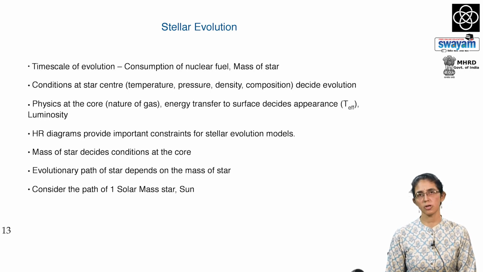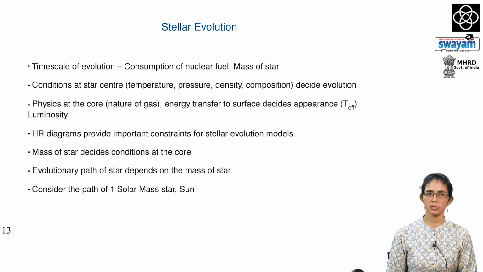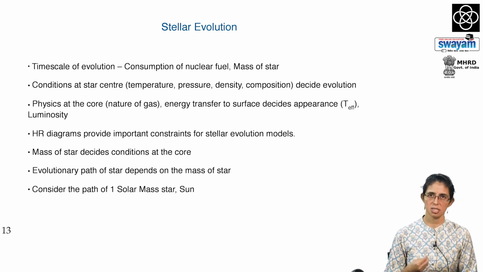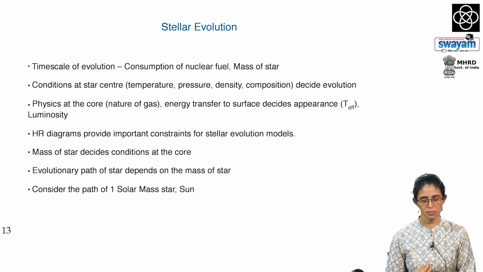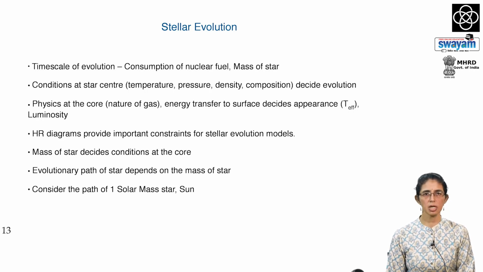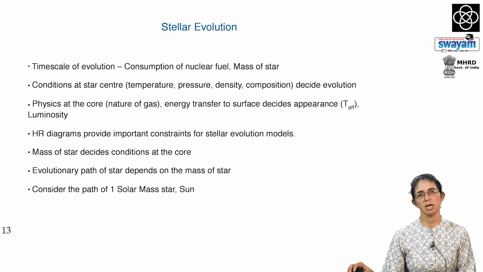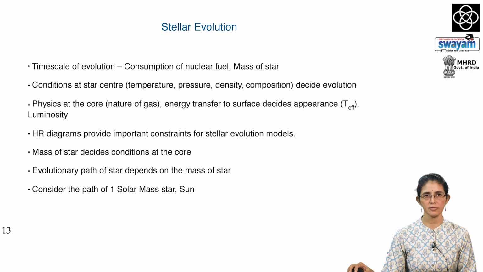And what is the most important characteristic that drives the evolution of a star? This is the mass of the star, because the mass of the star decides the physical conditions at the very core. So, first we will consider the evolution of a one solar mass star, that is, in other words, we will consider the evolution of the sun.